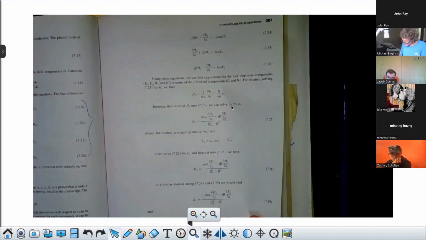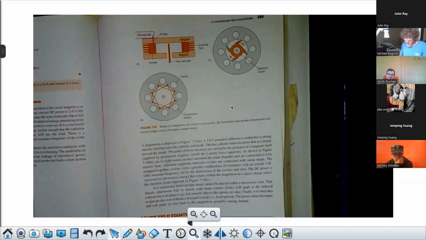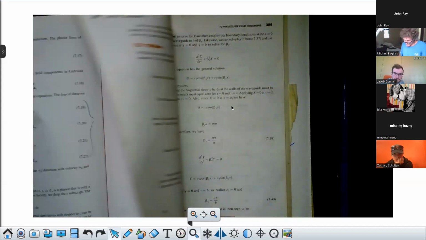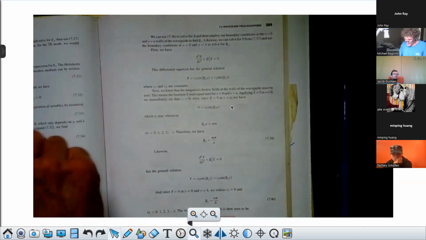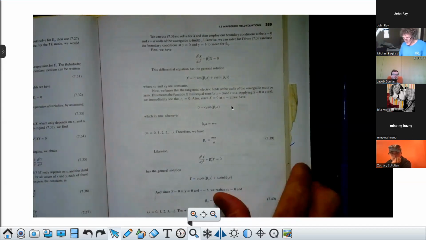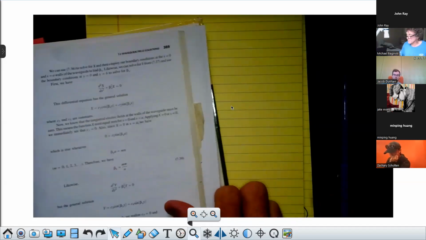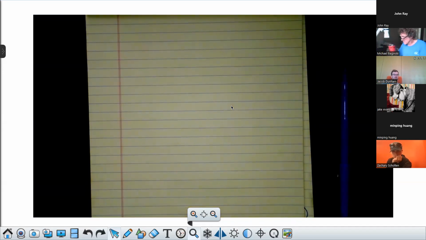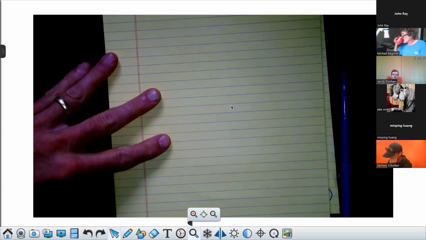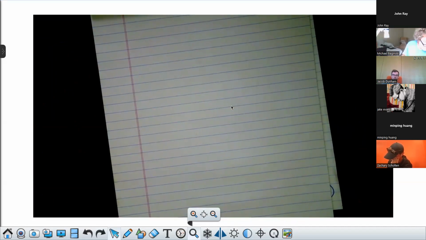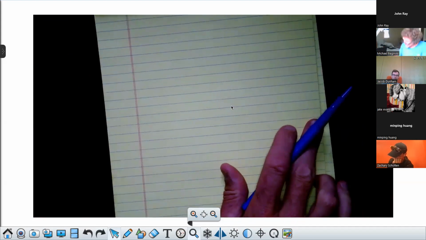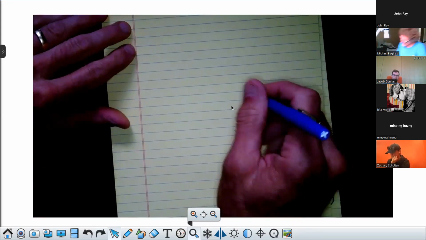So now, in Wentworth's book, he starts with the TM mode. And that's where I'm going to start here. This is on page 388. So we're going to talk about the TM mode as best I can.